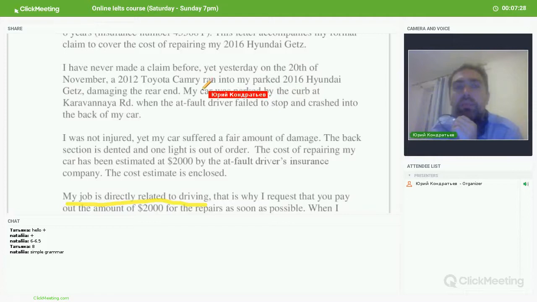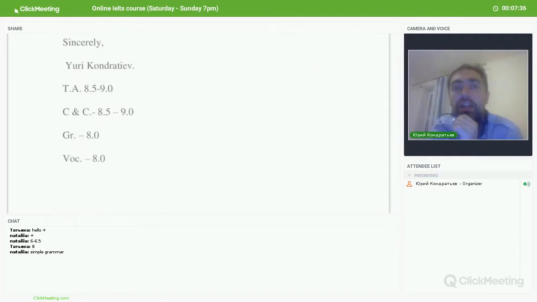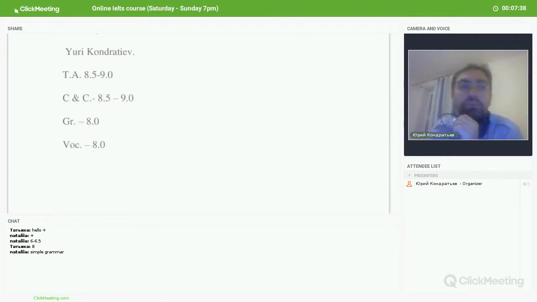Well, there are some curb like this, at-fault driver. So you have some specific words too. So that would be 8, and the total would be between 8 and 8.5, but of course not 6. If you score 6, there are mistakes in grammar and simple grammar. So if there are no mistakes, it's closer to 7 if the grammar is very simple.